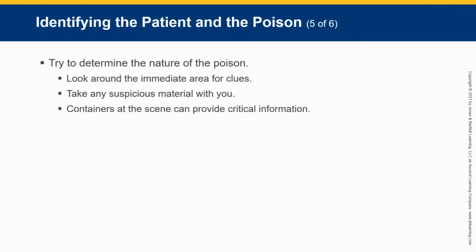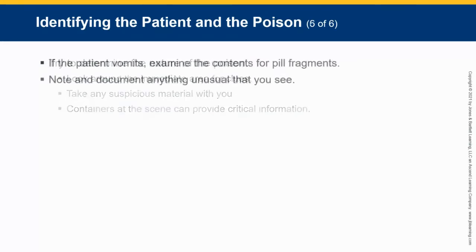We'll be trying to determine the nature of the poison, looking around. This is in our initial scene size up and our general impression. We're looking around for paraphernalia, things that might indicate any kind of drug activity, things that might indicate that there is some substance that could be a poison. Also, if you remember, your personal safety is paramount. So if you were to walk into a room and you found multiple people unresponsive, the first thing you would do is back out of that room, determine the cause, and potentially call in a specialized team to deal with a situation like carbon monoxide.